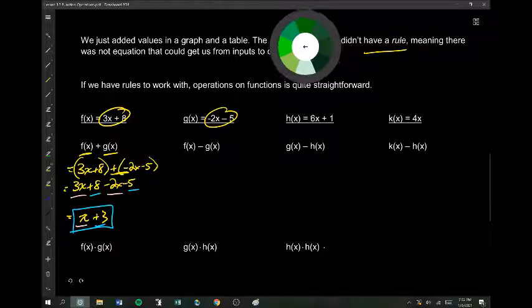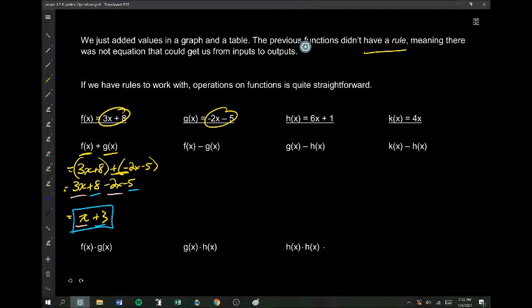Now be really careful with subtraction. There's a very common mistake that happens in subtraction we've got to be on top of. I'm again doing f and g, but I'm subtracting them. So that's 3x plus 8 minus 2x minus 5.